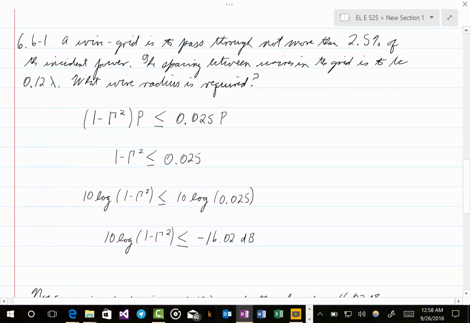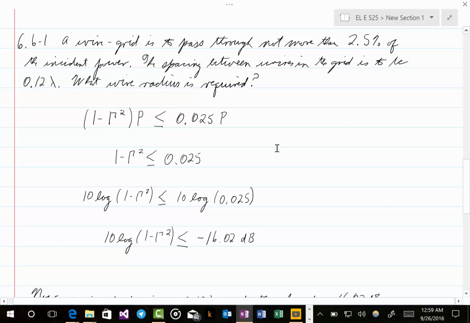Now we move on to section 6.6, which is about antennas that are backed by a ground plane, wire antennas backed by a ground plane. And actually, what we're going to do is instead of using a ground plane, we'll use a mesh or a grid of wires instead of an entire ground plane. And both of these problems that we'll do from section 6.6 involve that concept. So let's go ahead and move into this.